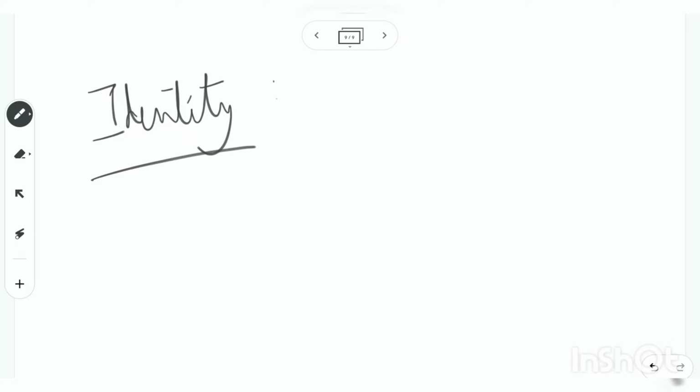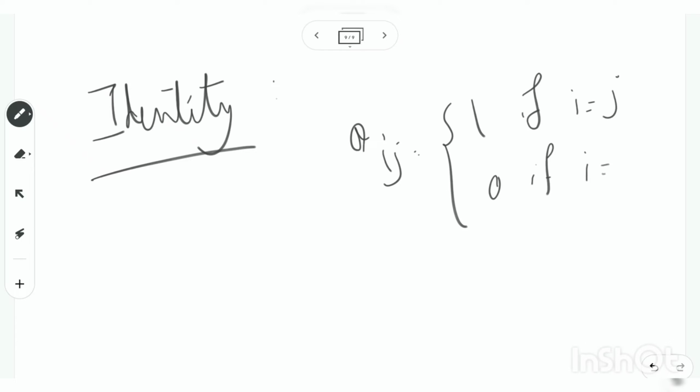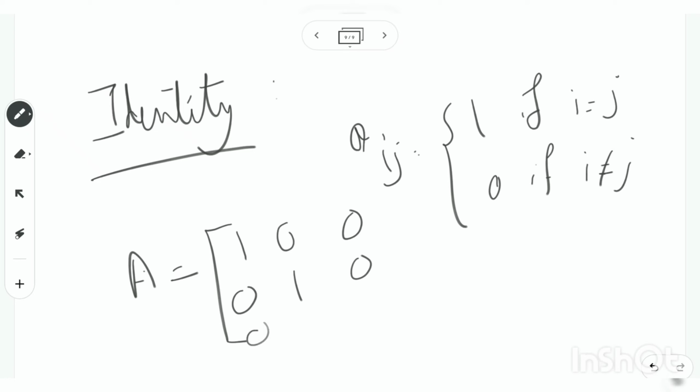Identity matrix. Let's incorporate another matrix, where Aij equals 1 if i equals j, and 0 if i is not equal to j. And what are i and j here? This is basically the order, or you can say the number. Okay, let's take an example. Matrix capital A equals 1 0 0, 0 1 0, 0 0 1. This is an identity matrix.